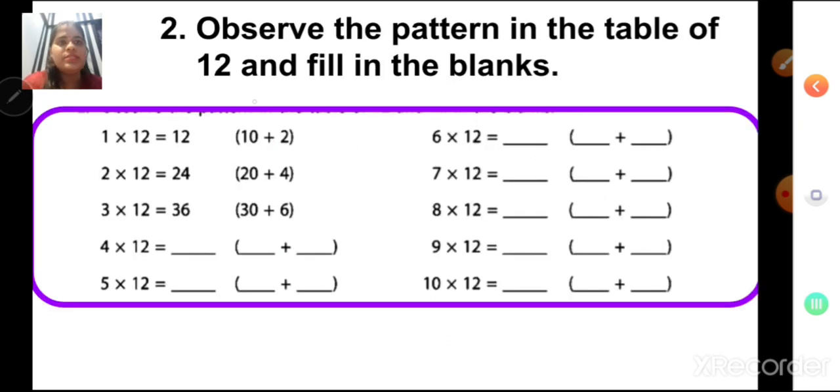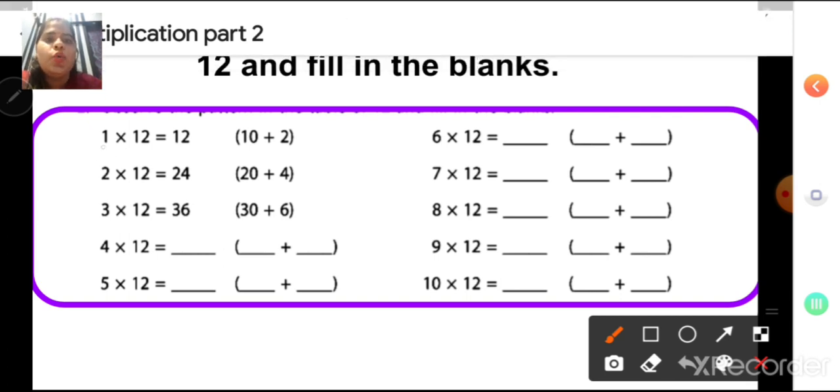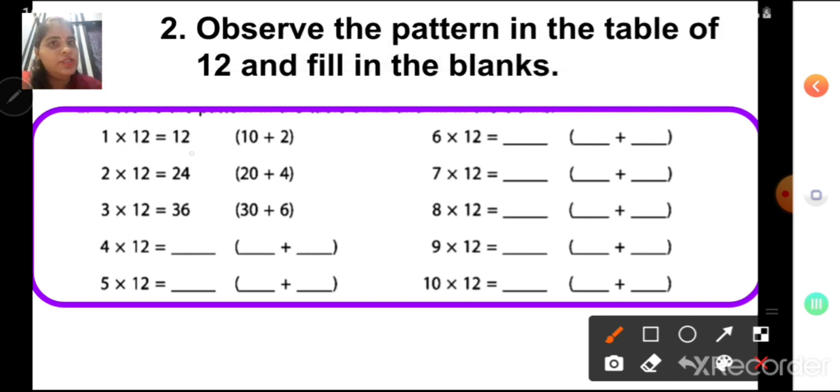Question number 2 is, observe the pattern in the table of 12 and fill in the blanks. Children, we all know the table of 12, right? Now let us see what the pattern is and fill in the blanks. Now the first one, 1 into 12 is 12. 1 12s are 12. Okay. Here the pattern they have given is 10 plus 2. Now 12 they have expanded it. 10 plus 2 is 12.